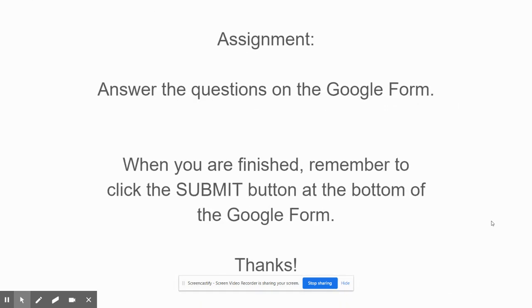And now, our assignment. Remember, open the Google form and answer the questions on that Google form about today's lesson. You can look back at the lesson for today to help you. When you are finished, remember to click the Submit button at the bottom of the Google form.